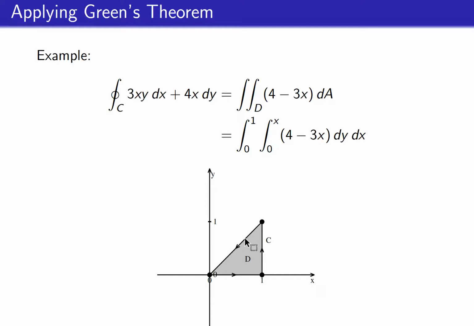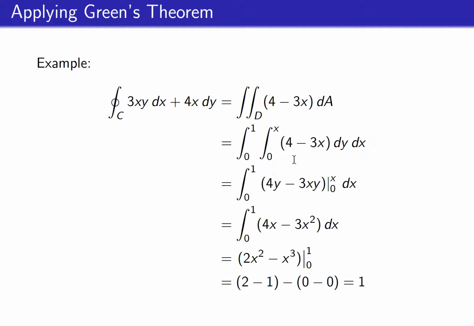Here I'm slicing it vertically. You could slice it horizontally if you prefer. The first slice is at x equals 0, the last slice is at x equals 1. And each slice is going to go from y equals 0 to y equals x. So you get this. That describes the double integral on this triangle.